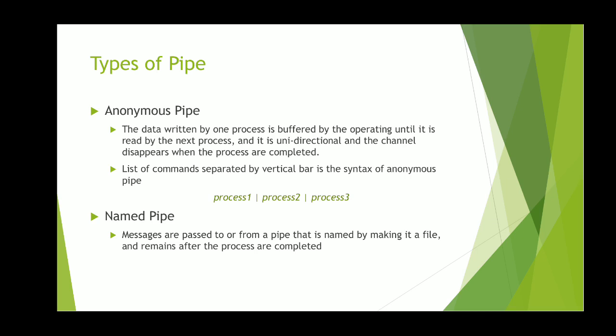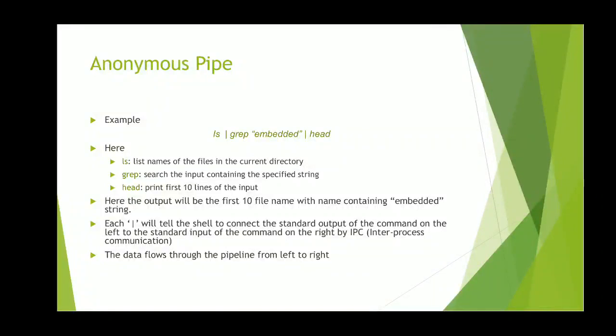The next type of interprocess communication is called named pipe. Here messages are passed to or from a pipe that is named by making it a file and remains after processes are completed. Here it is saying that the named pipe is a bidirectional communication method, but the anonymous pipe is a unidirectional communication method. We can understand the concept of anonymous pipe using this example. Here you can see there are three commands: command 1, command 2 and command 3, which are separated by anonymous pipes, pipe 1 and pipe 2.